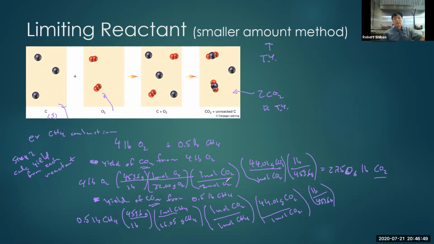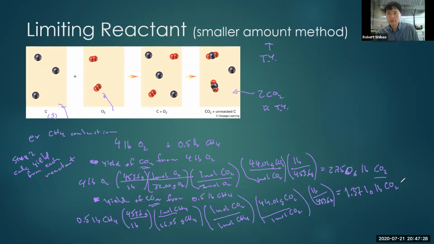All right, so let's do the calculation here. And that's going to be 0.5 divided by 16.05 times 44.01. 1.37. 1.3710 pounds of CO2. So if I burn all the methane, I get 1.37 pounds. If I react all the oxygen, I get 2.75 pounds. Well, it's impossible to get 2.75 pounds because once all the methane runs out, there's nothing else to burn.